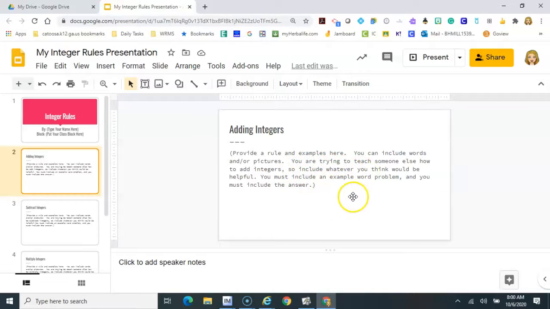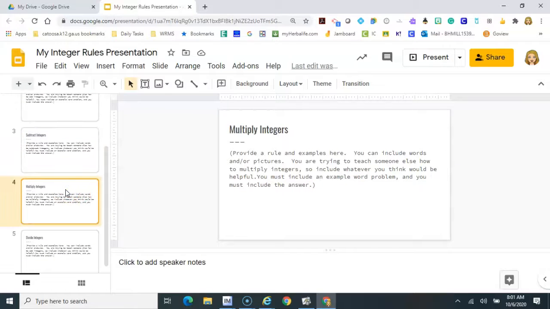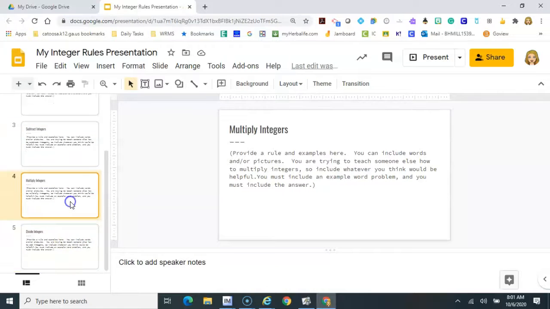You must include an example word problem, and you must include the answer on each slide. Rules, some kind of picture or diagram. You have to include a word problem, an adding integers word problem, and you must include the answer. You can use your notebook to find some examples of some word problems. You can't copy those word for word, but you could change some numbers and use those as a guide. Okay? The next slide is the same thing, but for subtracting integers, multiplying integers, and dividing integers. So there's just 4 slides.